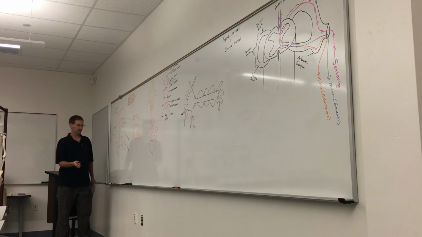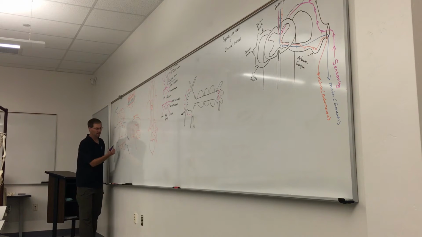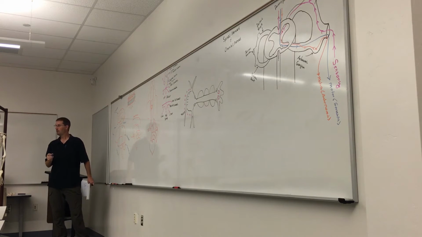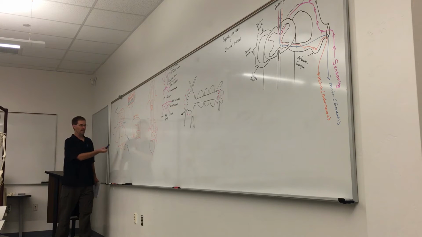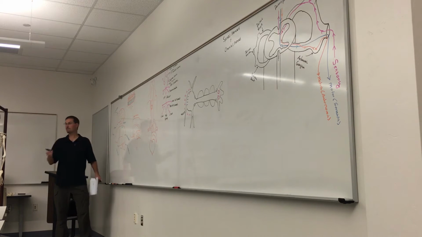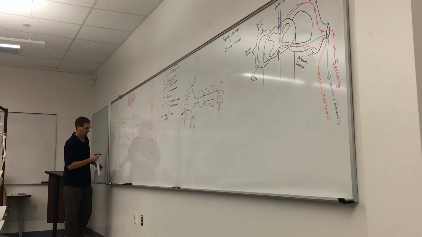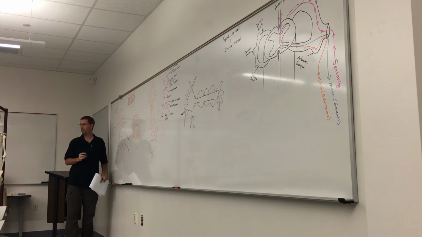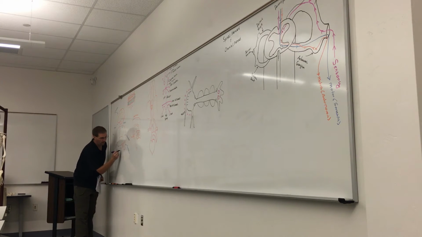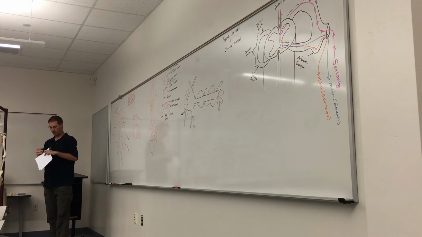But it has different parts as well. What is the superior most part of the brain stem right there? The midbrain. The pons is actually inferior to the structure I'm talking about. So you have the midbrain, and then the pons, and then the medulla. We've already talked about the pons and medulla to some extent, right?